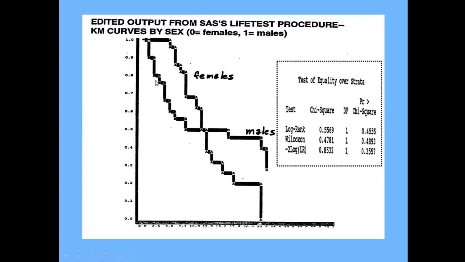This is the sex variable. What happens here? What's a little strange here? These are the Kaplan-Meier curves for the 2 groups, males and females. Well, early on, females are doing better than males. And later on, males are doing better than females, right? Isn't that what it says?